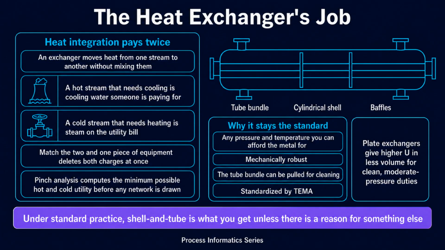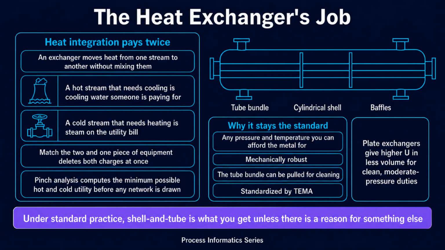That is heat integration, and our introduction series gave it systematic form. Pinch analysis, which computes the minimum possible hot and cold utility before any network is drawn. Exchangers are the hardware that realizes those targets. The equipment that does most of this work is the shell and tube exchanger. A bundle of tubes carrying one fluid, sealed into a cylindrical shell carrying the other, with baffles forcing the outside stream to zigzag over the tubes.